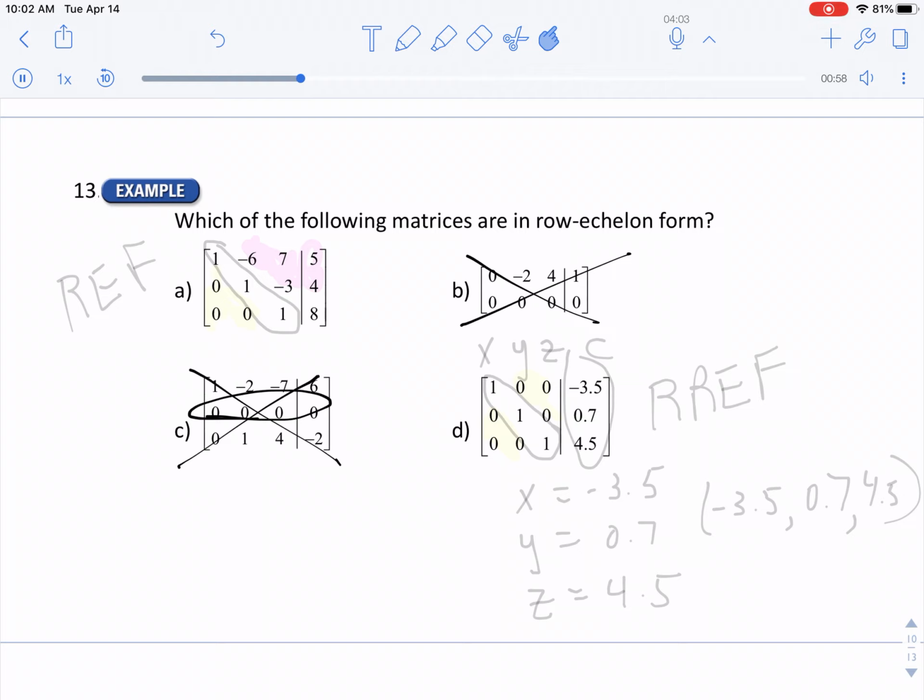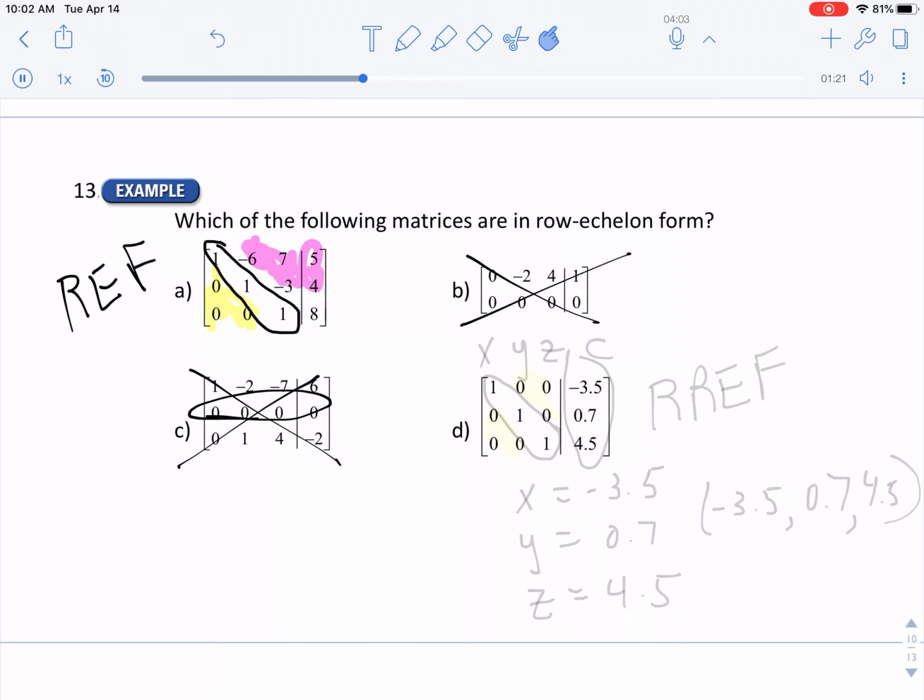Now, let's look at A. A has a diagonal that's all ones. Everybody see that? Below the diagonals are zeros, and above the diagonals are numbers. So this is called row echelon form. So A is in row echelon form.